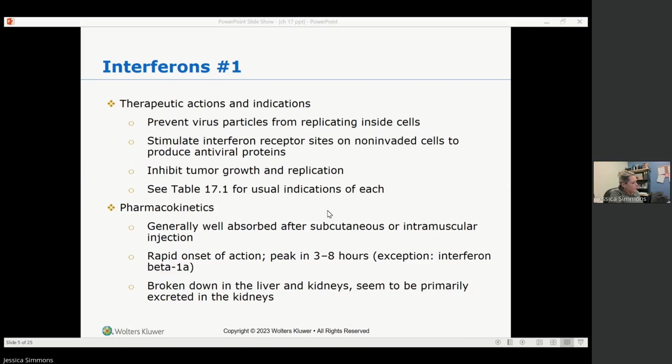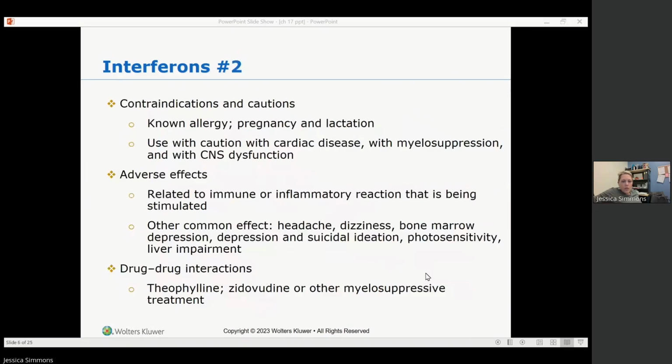One that you have probably heard of, under the colony stimulating factors, is filgrastim. Another name for that is Neupogen. And then the other one, pegfilgrastim, that is Neulasta. Those are both common colony stimulating factors. So they're usually given subcutaneous or intramuscular. They have a rapid onset. They are contraindicated.